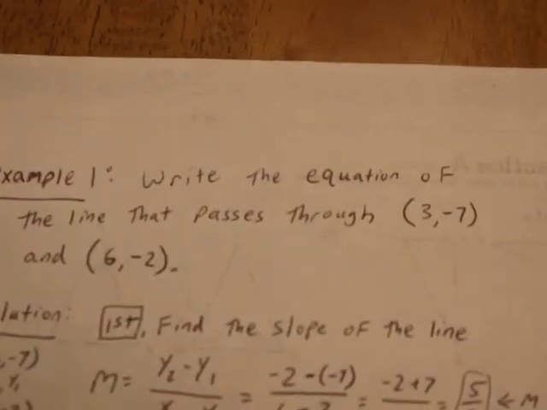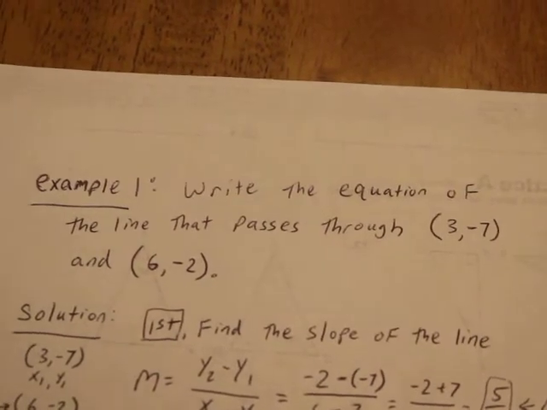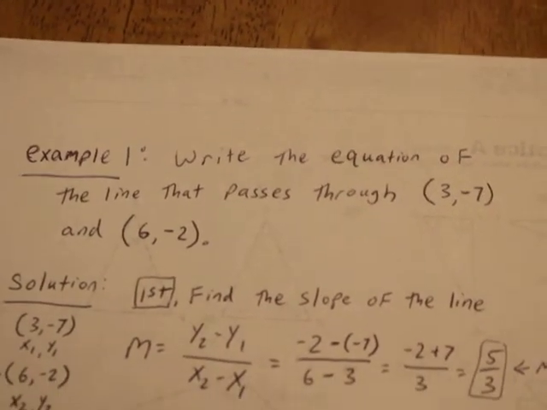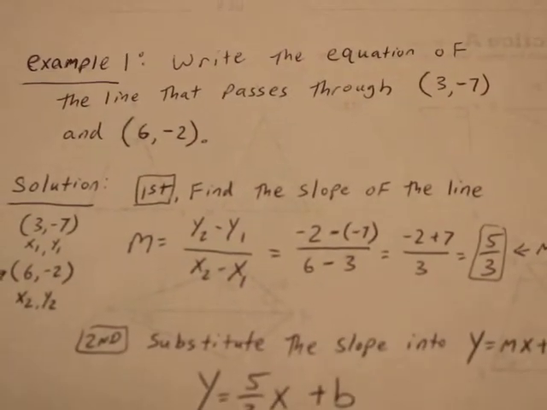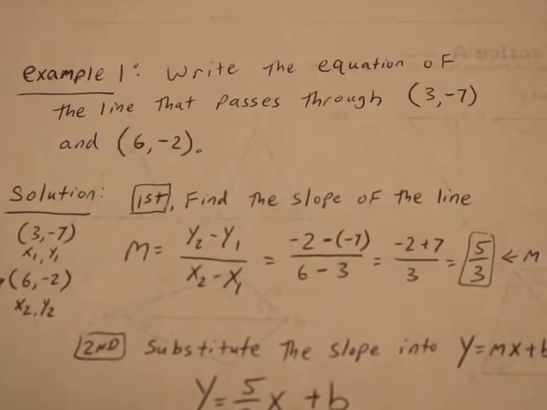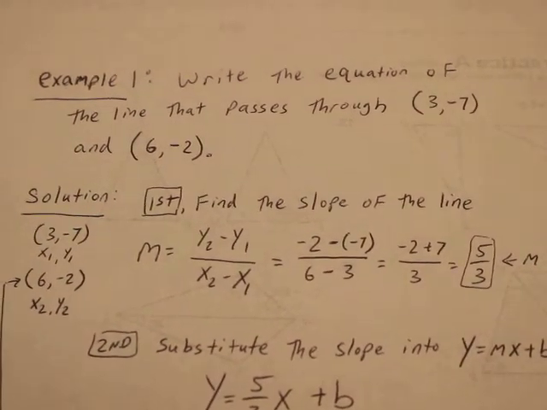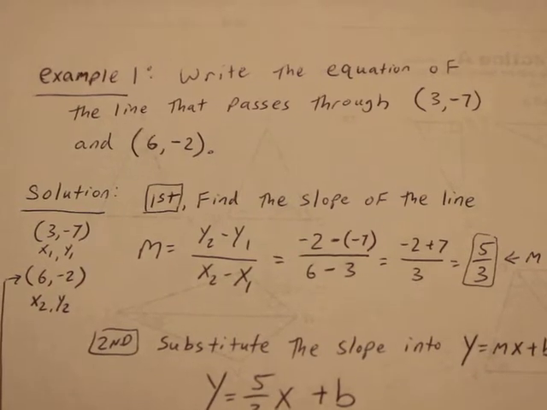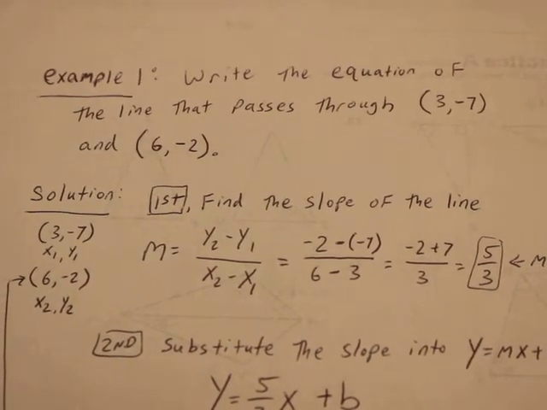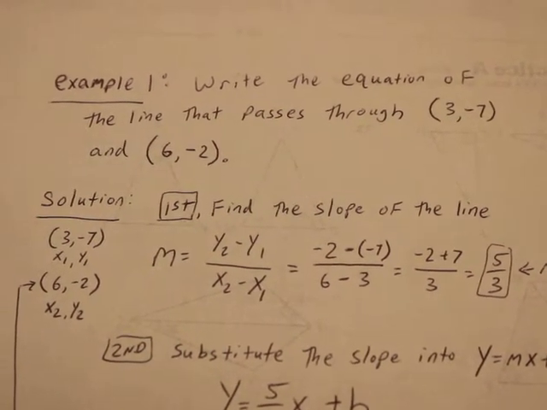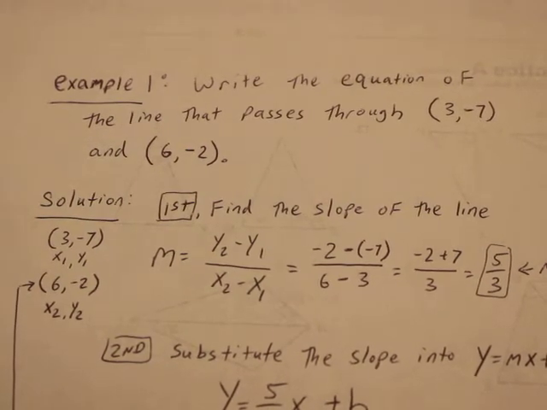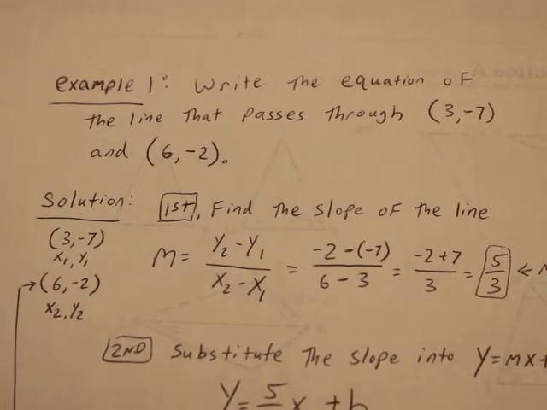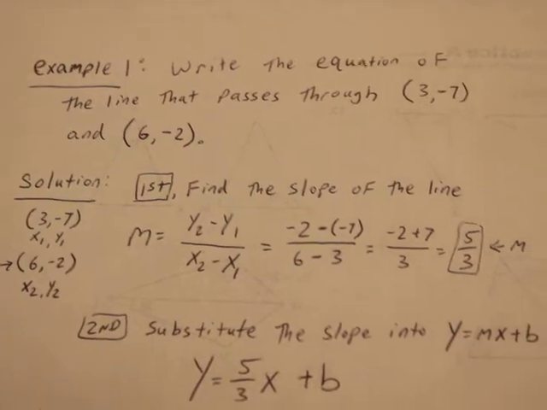Very simple. How do you write the equation of a line that passes through 2 points? The first step is to find the slope. You can look over my work there to find the slope. And then after you find the slope, if you do -2 minus -7 and 6 minus 3, you get 5/3.